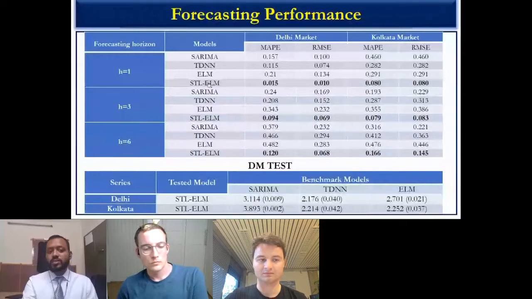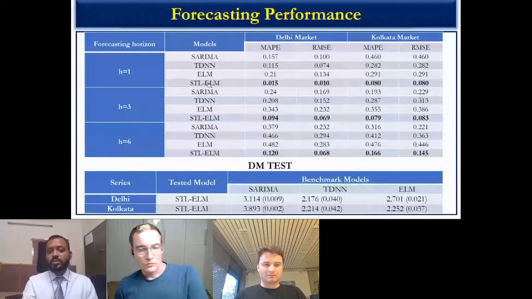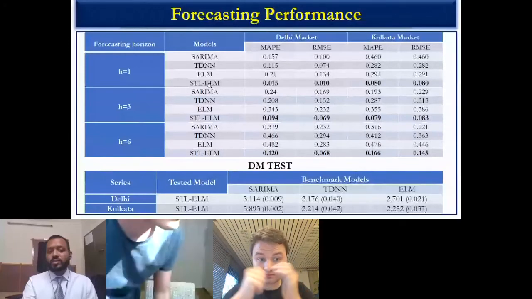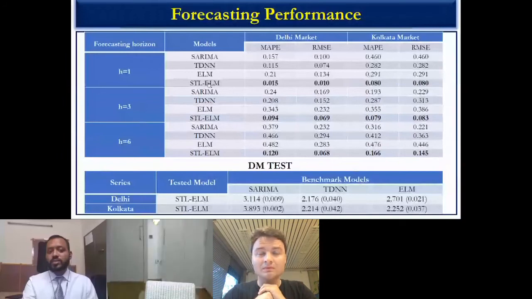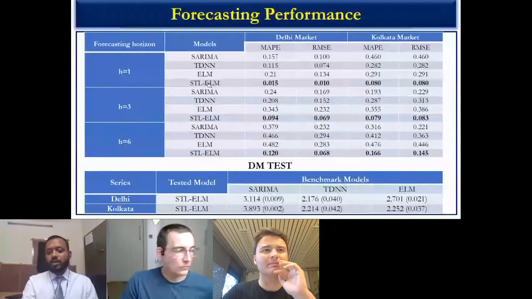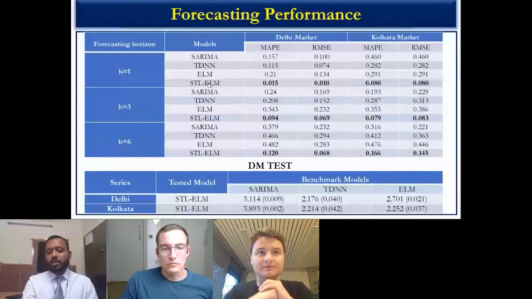We have also checked through the Diebold-Mariano test, and we found that STL-ELM is significantly better at the 5% level of significance than ELM and TDNN, and at 1% than ARIMA. So this is the package overall we have developed: STL-ELM, STL-TDNN, and STL-ARIMA.